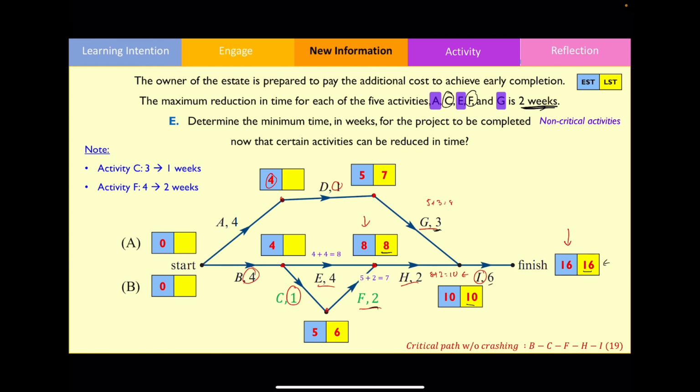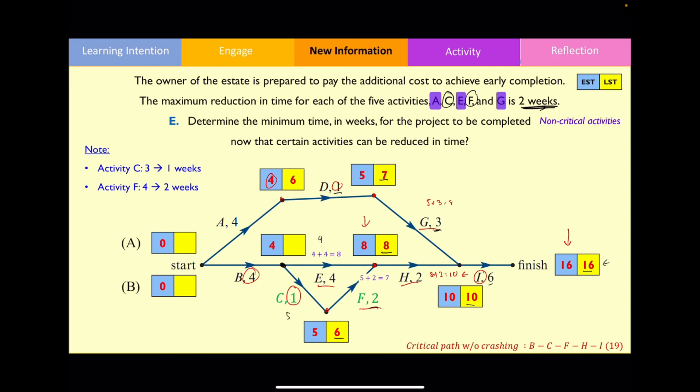The latest starting time for activity D can be found by going 7 minus 1, which is equal to 6. The latest starting time for this particular point over here can be found by going two ways. So you can go 8 minus 4, which is equal to 4, or 6 minus 1, which is equal to 5.